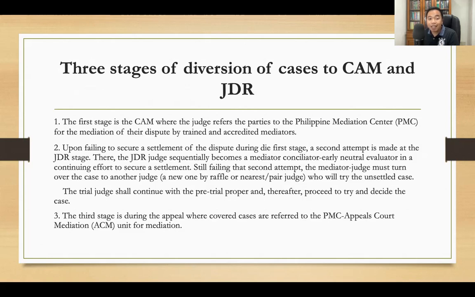During JDR, it is a judge who presides as a mediator, conciliator or early neutral evaluator in a continuing effort to secure settlement. So when the judge sits as a JDR judge, it is a very informal and private proceeding. The judge will encourage the parties to amicably settle. Now, the third stage of diversion of cases is during appeal, the PMC Appeals Court Mediation Unit for mediation. But this is when the case was elevated on appeal.